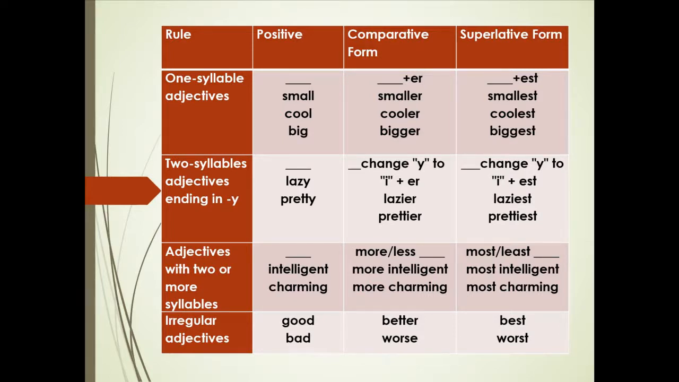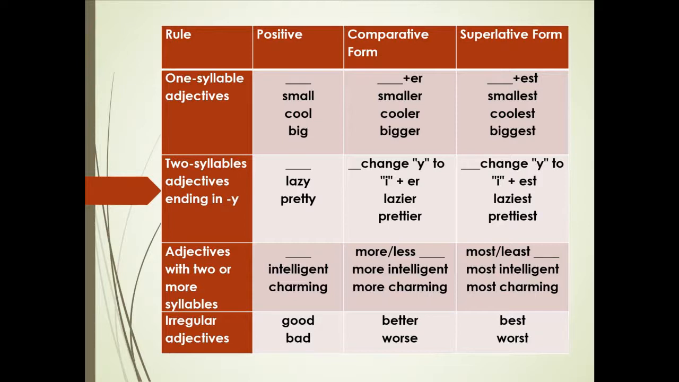For two-syllable adjectives which end with y, for example, lazy, pretty, you have to make it comparative by changing y into i and adding er at the end. So lazy becomes lazier, pretty, prettier. The same goes with superlative. We change y to i and then add est. So lazy, laziest, pretty, prettiest.